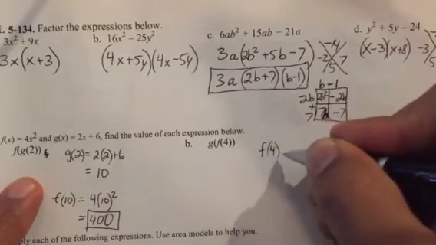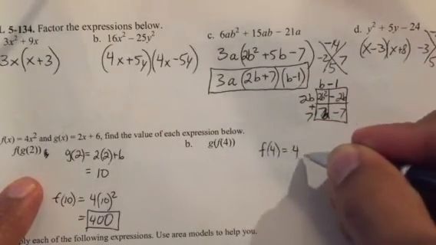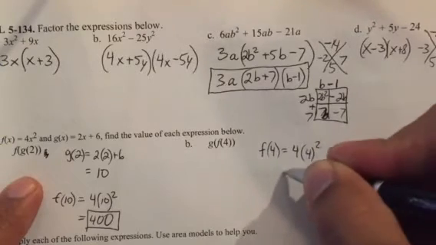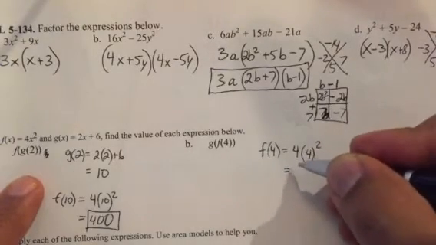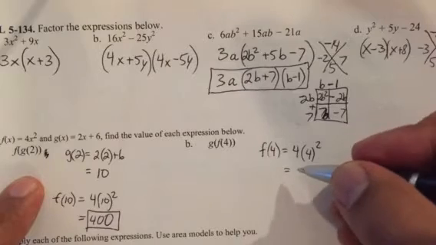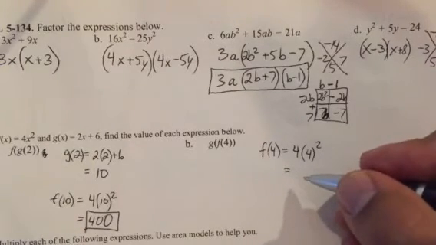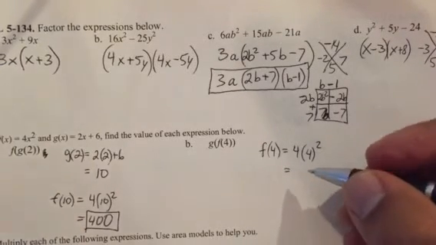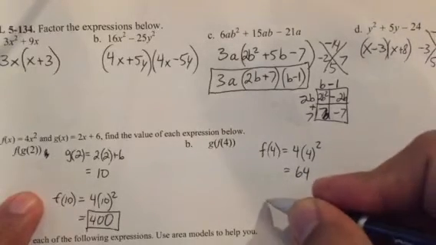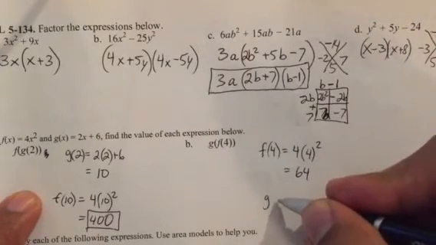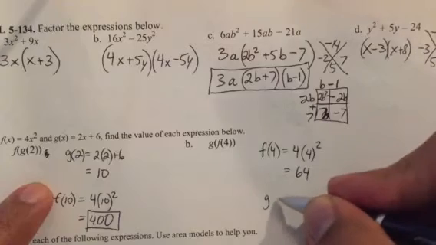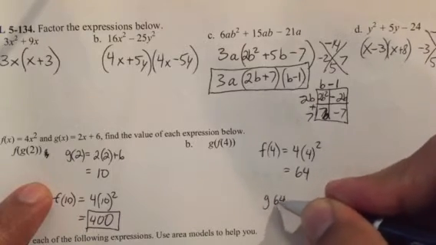f of 4 is equal to 4 times 4 squared, which is equal to 16 times 4, which is going to be 64. So 16 times 2 is 32, and then times another 2 is 64. And now we need to plug that into the function g of x.